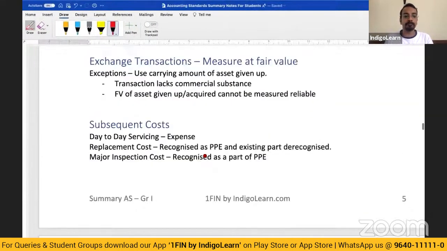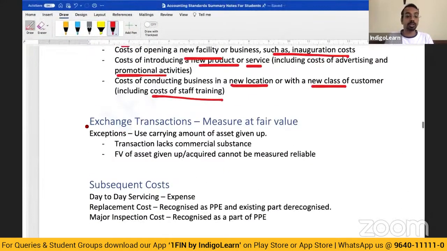Okay. Then the next thing is on exchange transactions. Exchange transactions are basically barter. We may think that barter is not present, but the standard prescribes this because this can be a tool to manipulate the financial statements. So they have prescribed how you should value whenever there are exchange transactions. Exchange transactions are always measured at fair value.